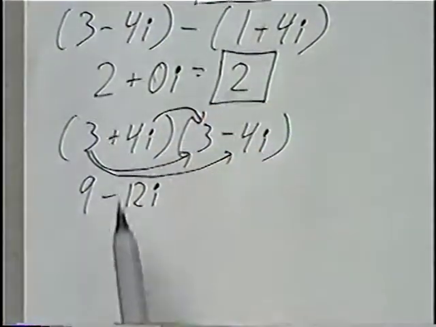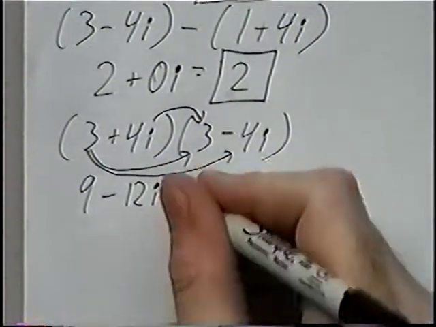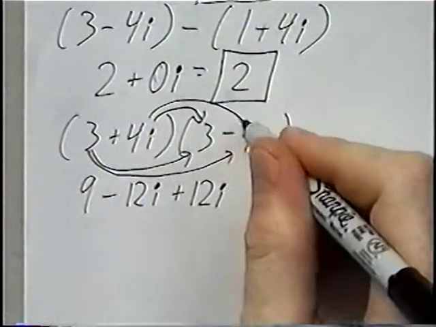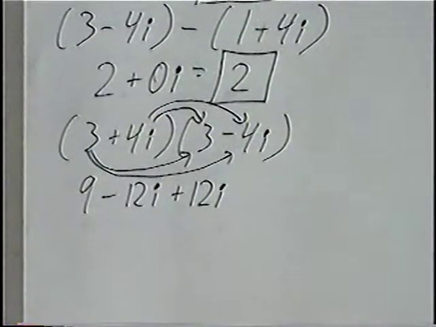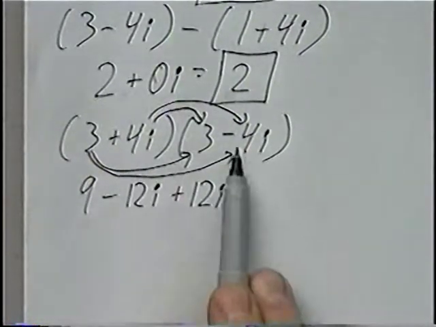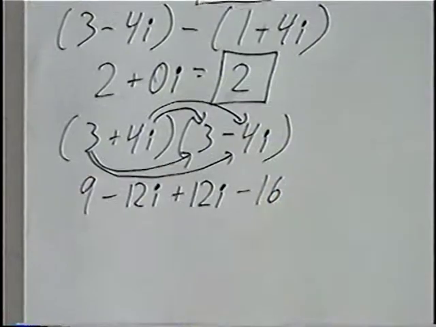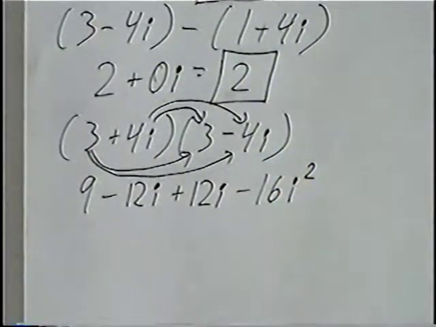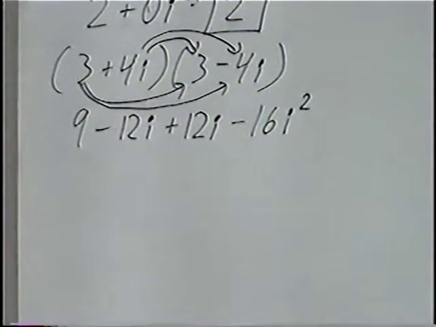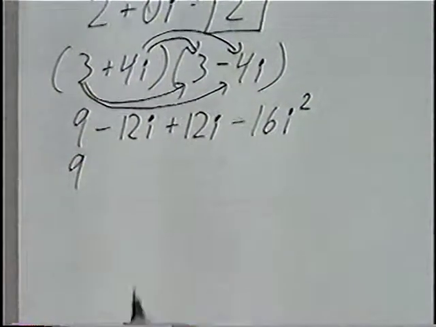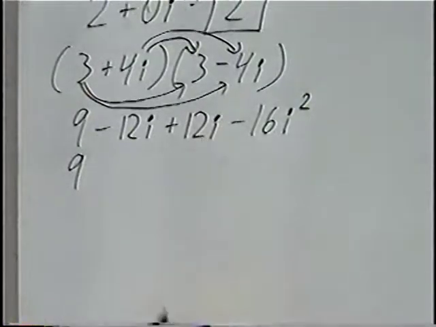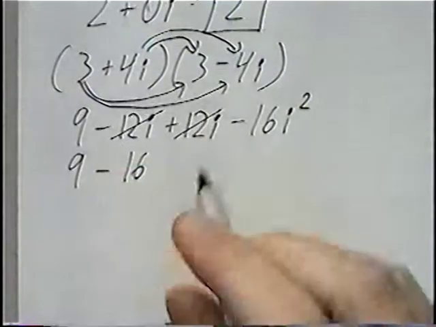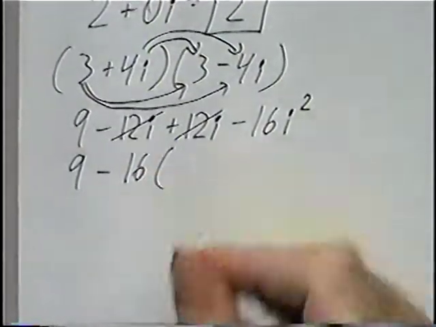Multiplying the inside terms, positive 4i times 3 would be positive 12i. And multiplying the last terms, 4i times a negative 4i, 4 times a negative 4 would be negative 16, and i times i would be i squared. Simplifying, the 9 would stay the same. Negative 12i plus 12i would equal 0, or cancel. And we'll have minus 16 times i squared.